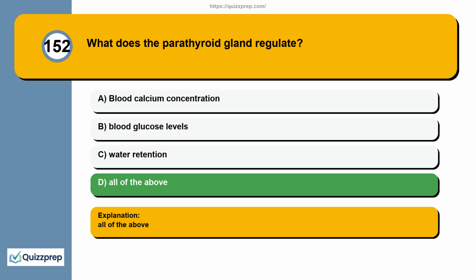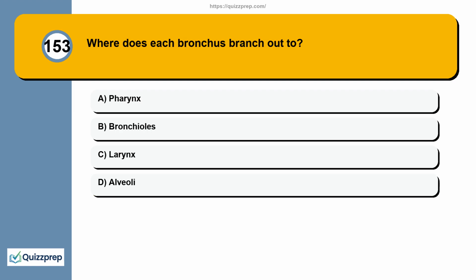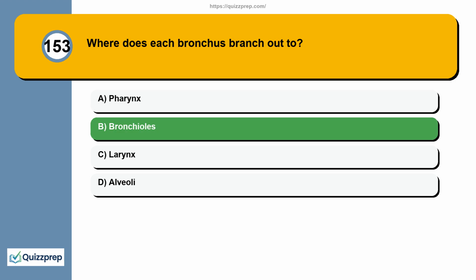All of the above. Question 153. Where does each bronchus branch out to? Option A, pharynx. Option B, bronchioles. Option C, larynx. Option D, alveoli. The correct answer is option B, bronchioles.